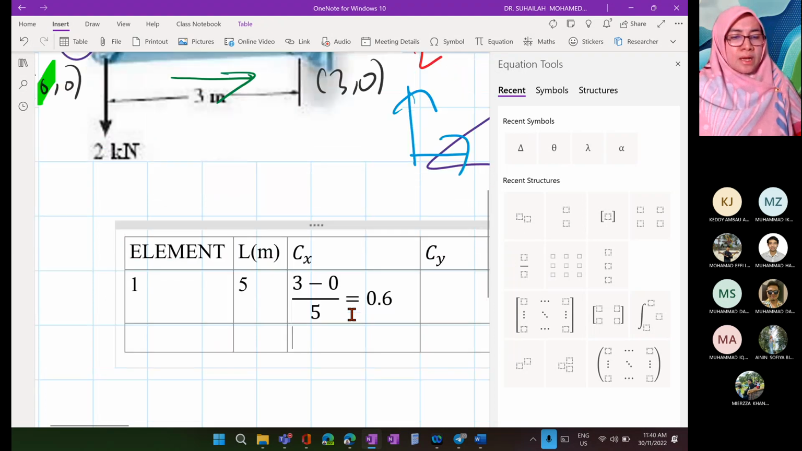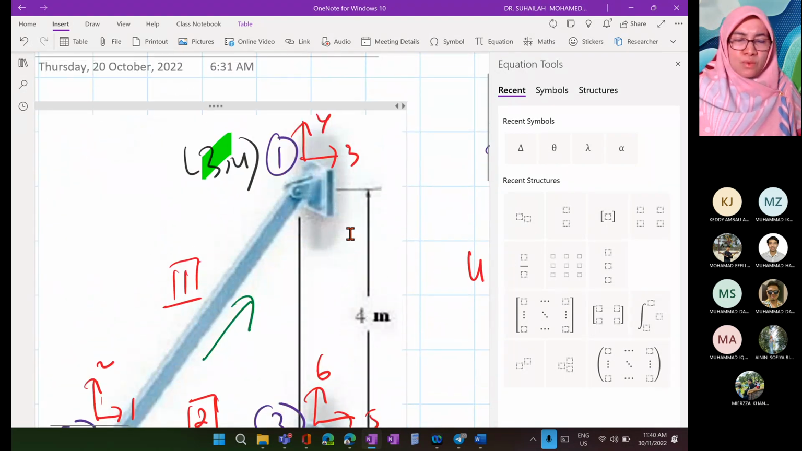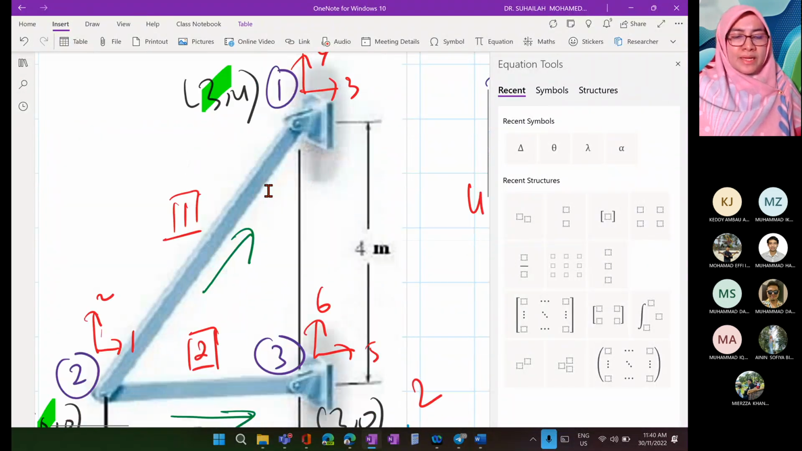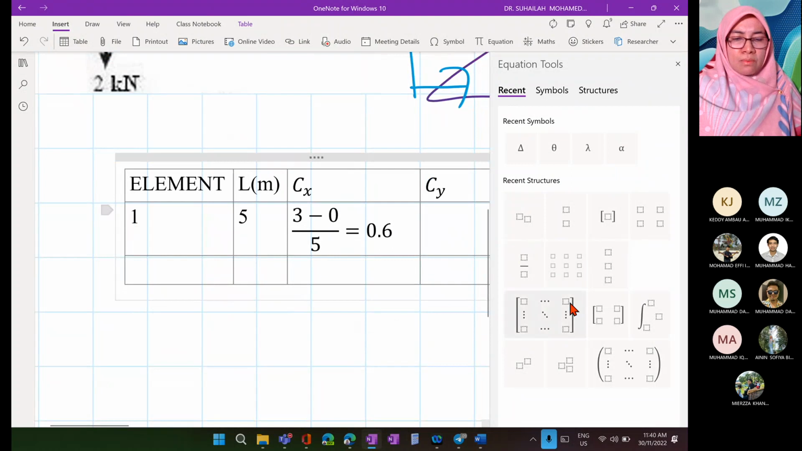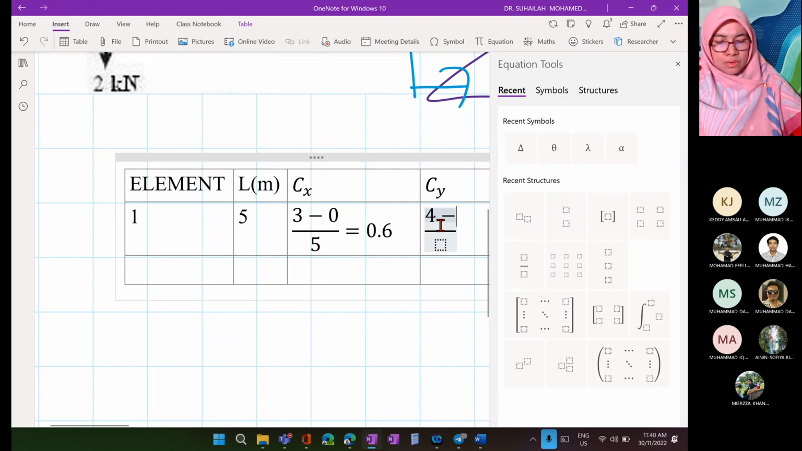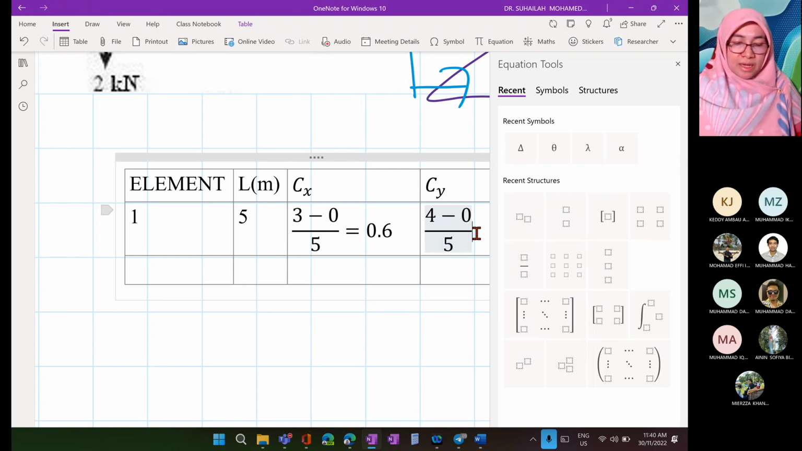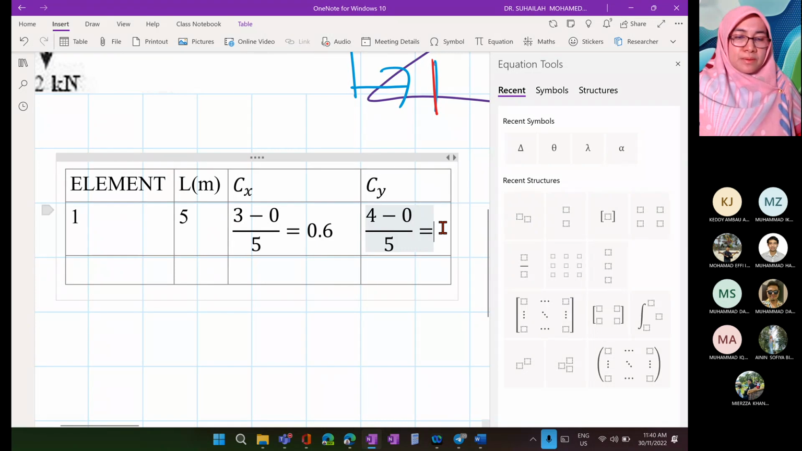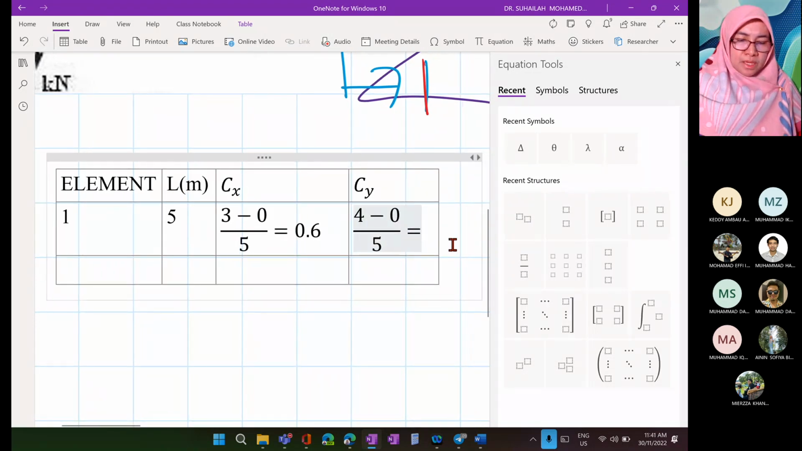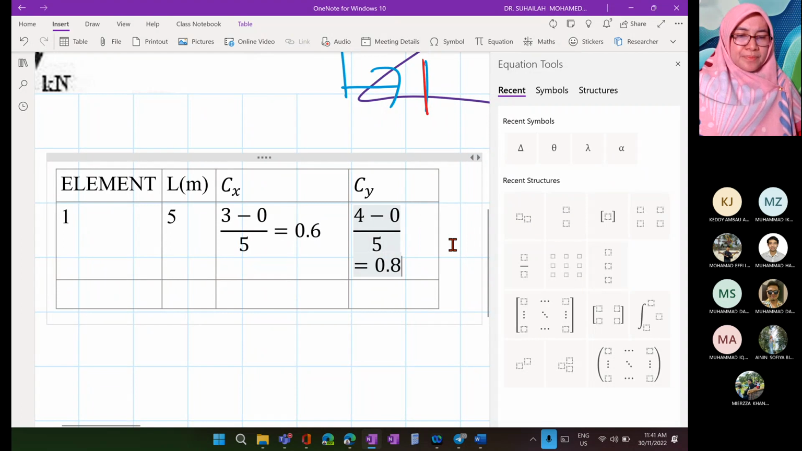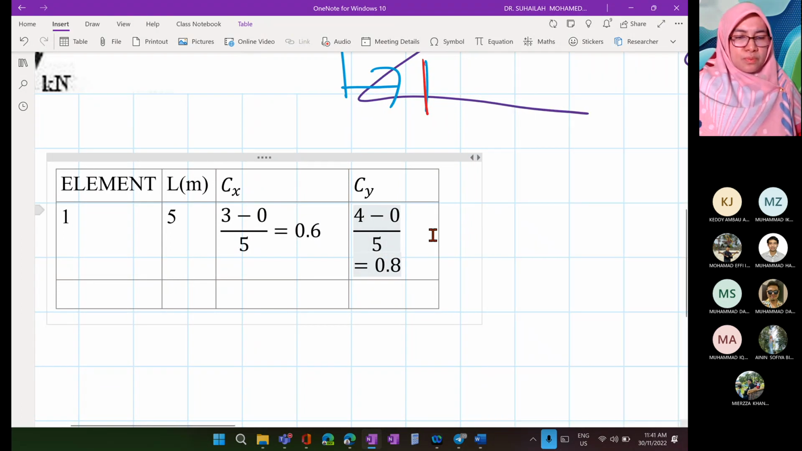What about Cy? For Cy, we have to look at the y coordinate. It is 4 minus 0, divided by 5. If you put the arrow the other way around, you will get a negative value. Doesn't matter, both can be accepted. So this will be equal to 0.8.